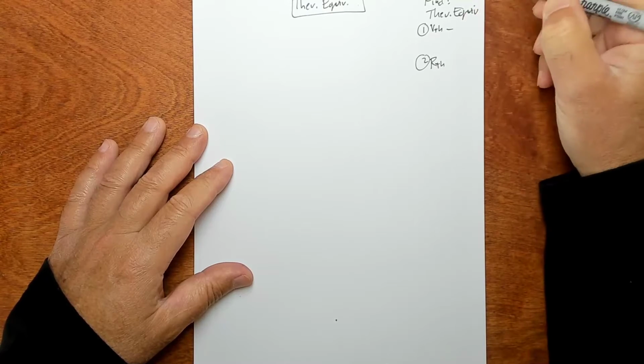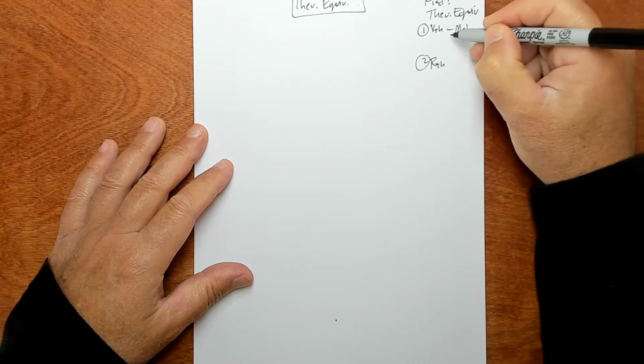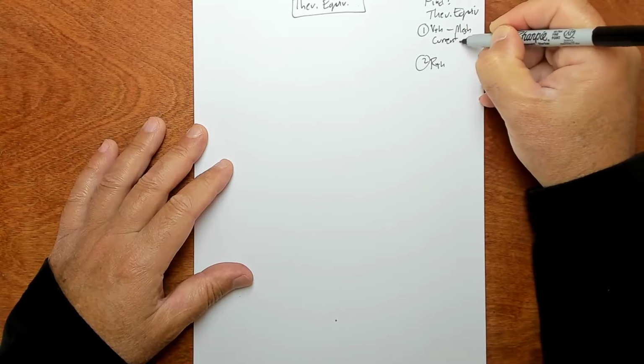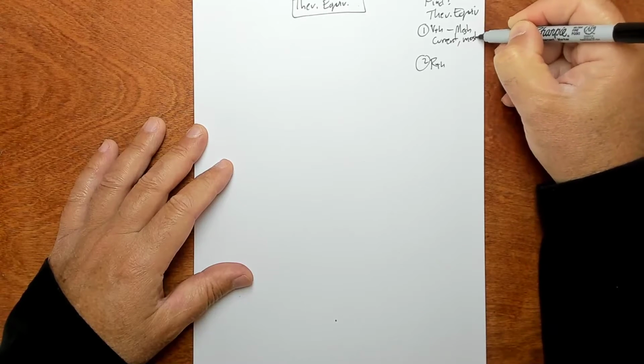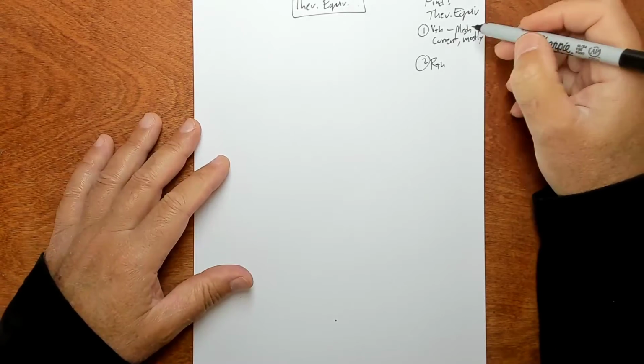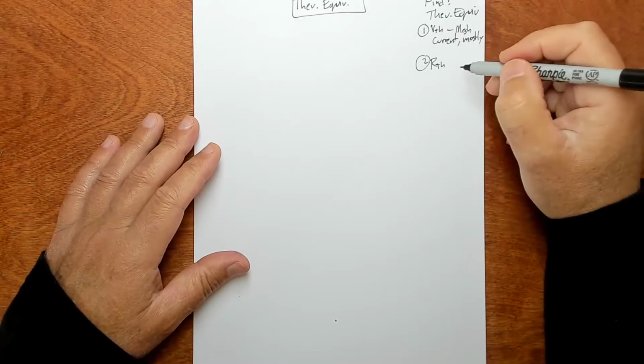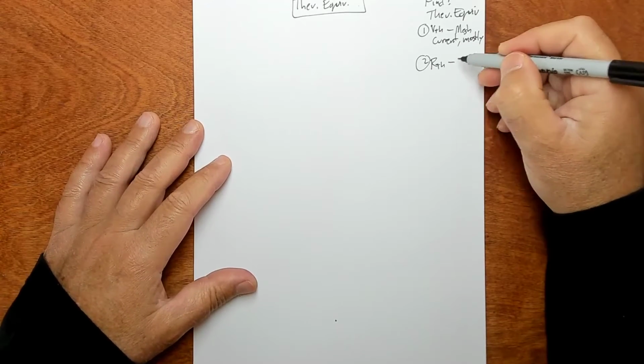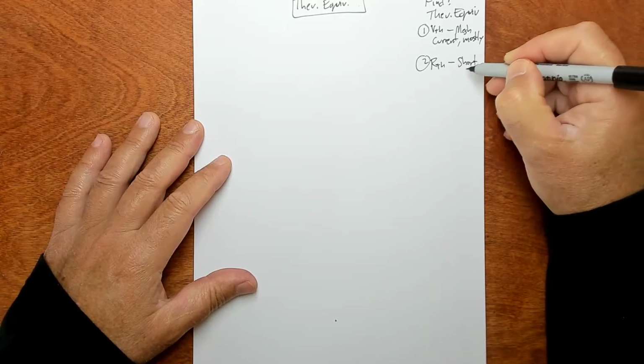This time we're going to use the mesh current method mostly, with some other tricks to find V Thevenin. And to find R Thevenin, we're going to use the short circuit method.